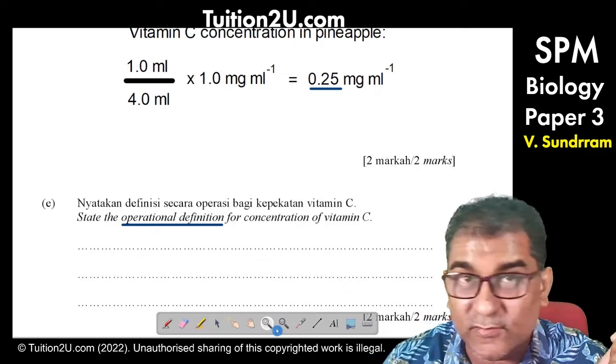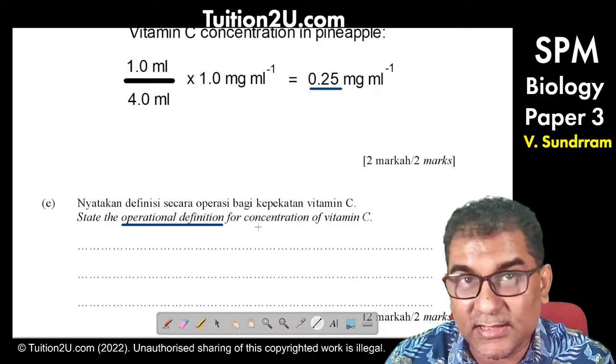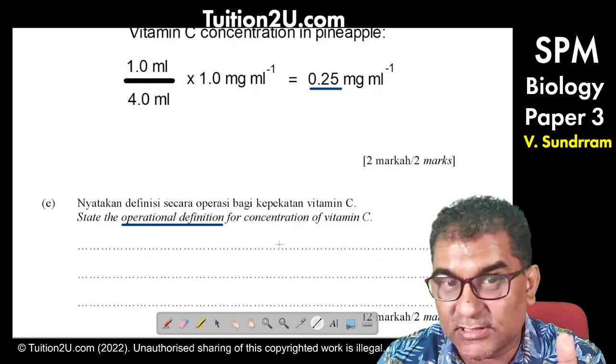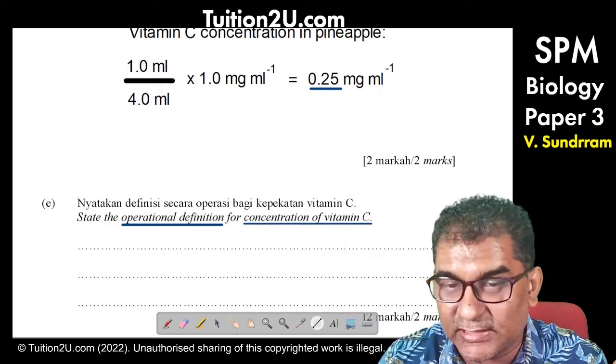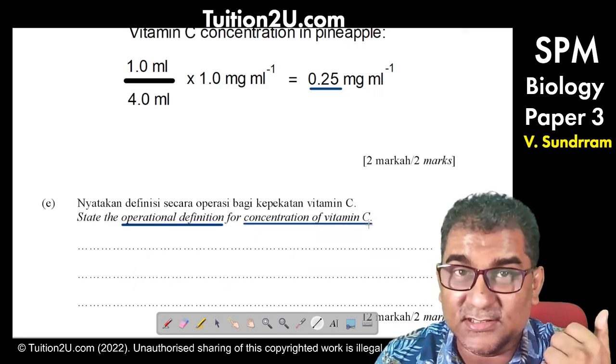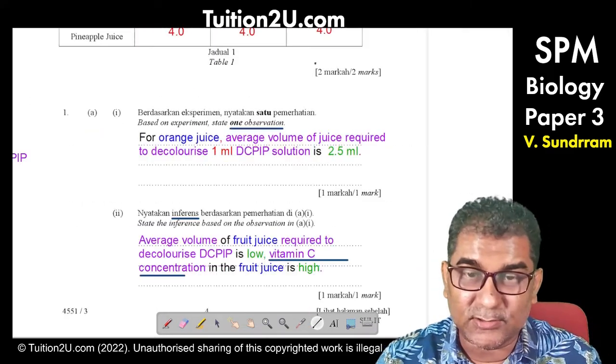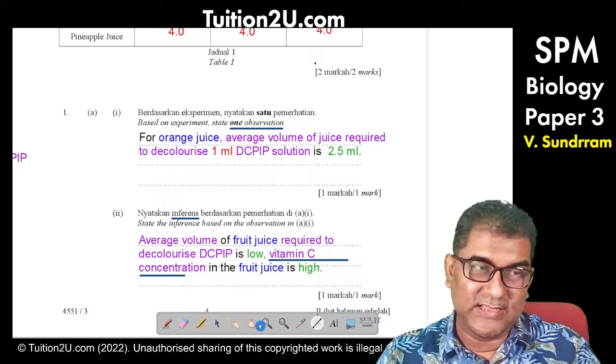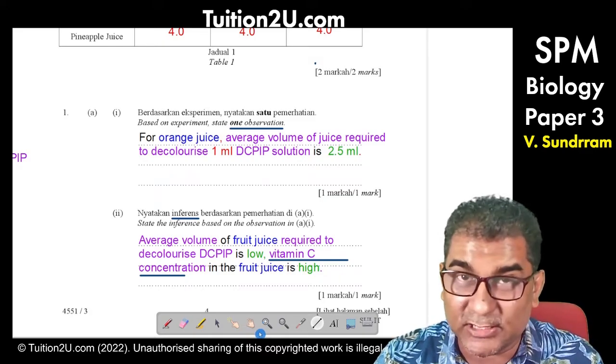This question is confusing us. Earlier they had contents of vitamin C, then they had vitamin C concentration. Now they have concentration of vitamin C. That means you can use this as the answer. I took the trouble to change it earlier, but don't worry, all this kind of confusion doesn't happen in the actual exam.